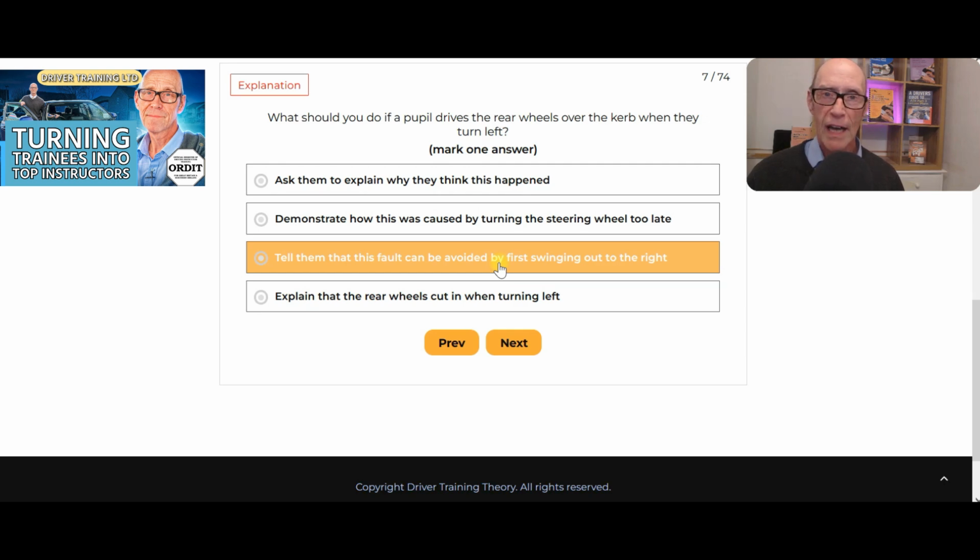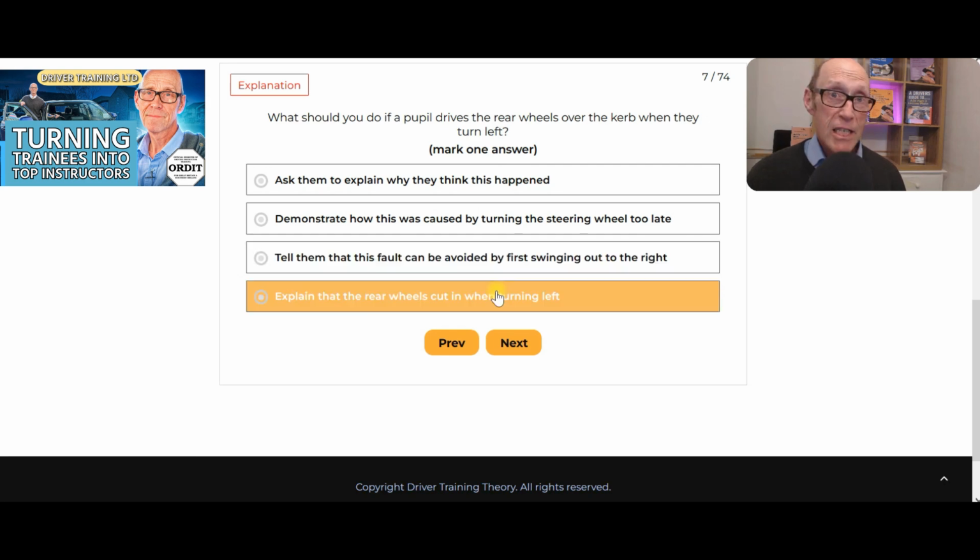Tell them that this fault can be avoided by swinging out to the right. One of my pet hates with drivers. I'm sure they think they're in 40-foot lorries. Even if you're in an SUV or a Range Rover, if you learn to turn the steering wheel, you can get round that corner very easily without swinging out to the right. Do we explain that the rear wheels cut in when turning left? Now, this is a potential answer, but it's not the right answer.